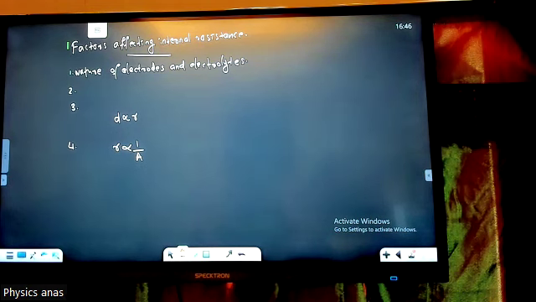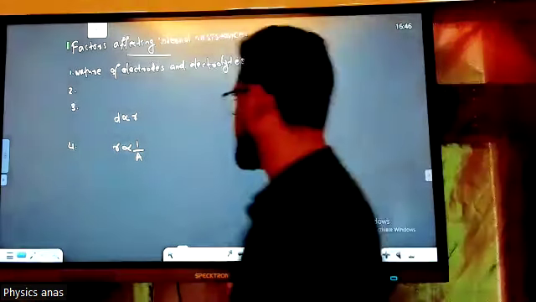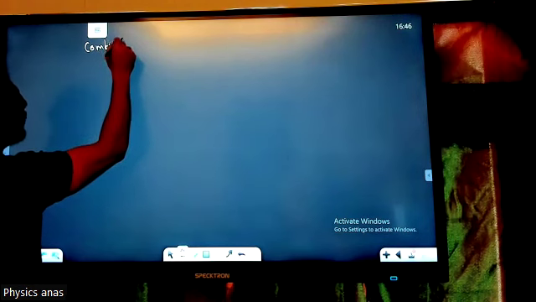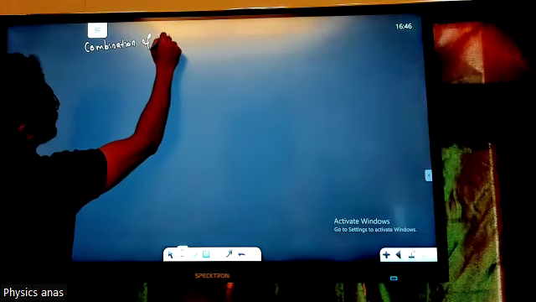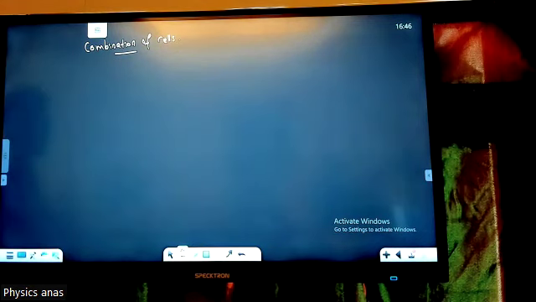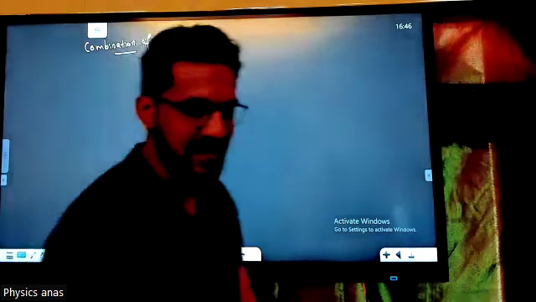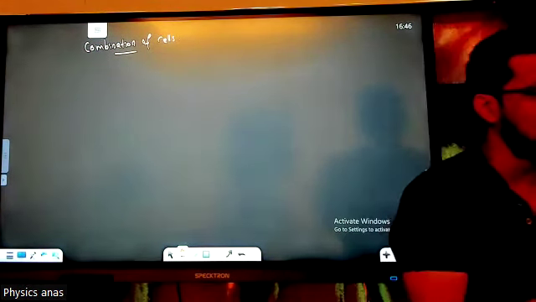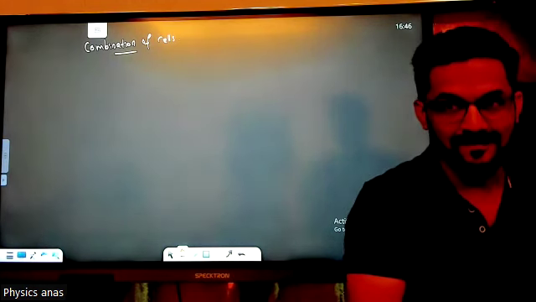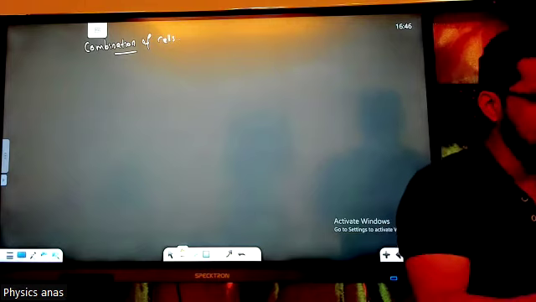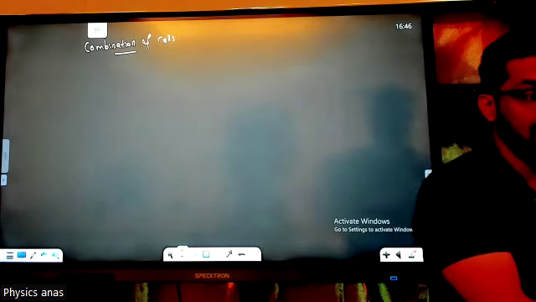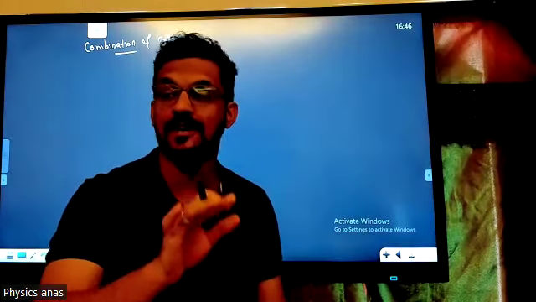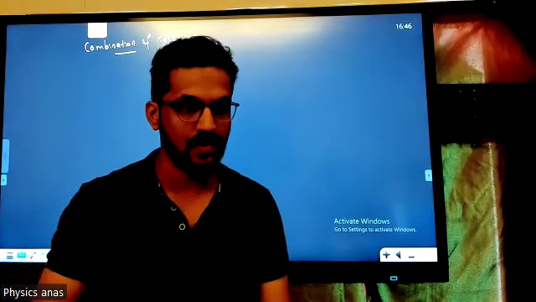Okay. And now we have to discuss combination of cells. There are two types of combination. One is series combination, the other is parallel combination. But we are not talking about resistors here. We are talking about cells. We are connecting the cells in series and in parallel, and let's see what the equivalent resistance and the equivalent EMF are. That's what we are going to see.